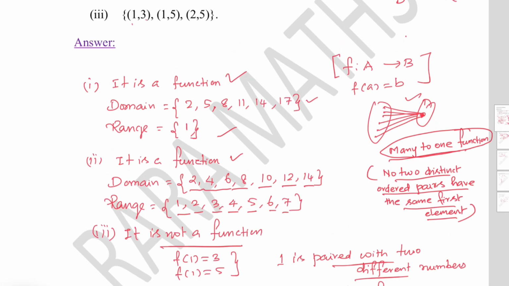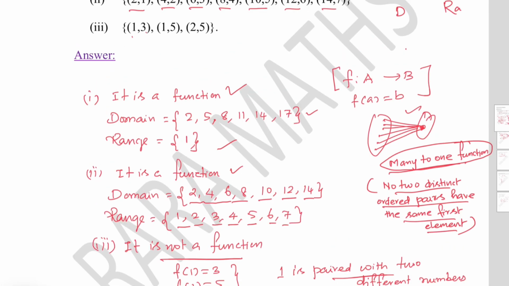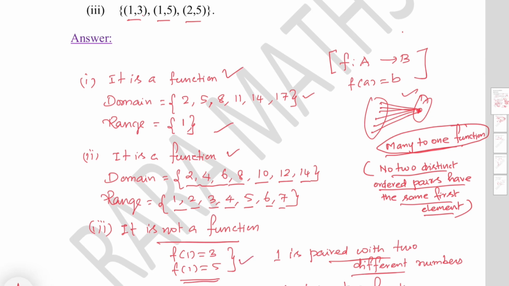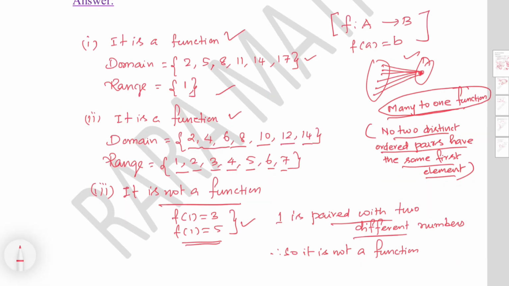So it's a function. And the third example: (1, 3), (1, 5) and (2, 5). When you observe the first two ordered pairs, (1, 3) and (1, 5), that is, f of 1 is 3, f of 1 is 5. That is, 1 has two different images. So it is not a function. As per the definition of a function, each element will have only a unique image, but here one element has two different images. It's not possible.